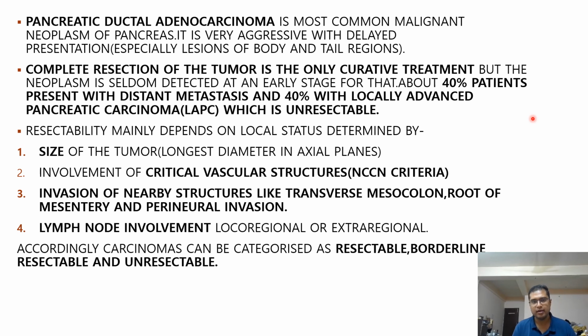So size, vascular structures, invasion of nearby structures, and lymph nodes. All the four are very important.